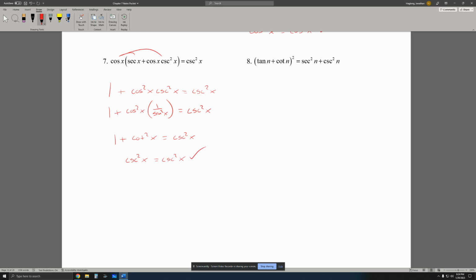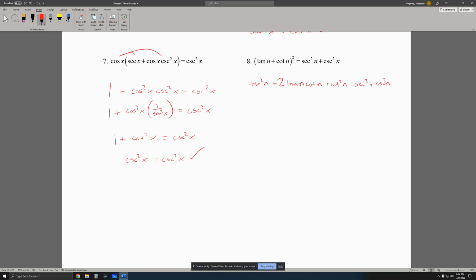Let's do one more. So let's do number 8. We have tangent n plus cotangent n quantity squared. Let's go ahead and simplify that left-hand side. So this is squared. So we have tangent squared of n, and then plus 2 tangent and cotangent n, and then plus cotangent squared of n. And then we have equals the secant squared plus cosecant squared.